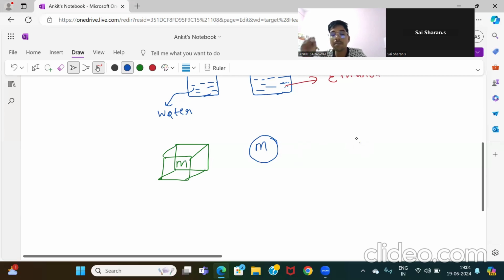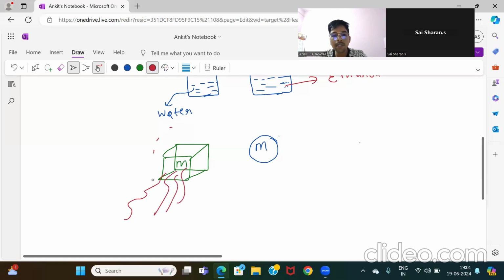What is heat capacity? It is that amount of heat that is required for the complete body. I'm not saying unit mass, for complete body. For example, this phone is a complete body, complete substance. So the amount of heat I need to supply to this complete object, complete mass, so that the temperature of this substance increases by 1 degree Celsius.